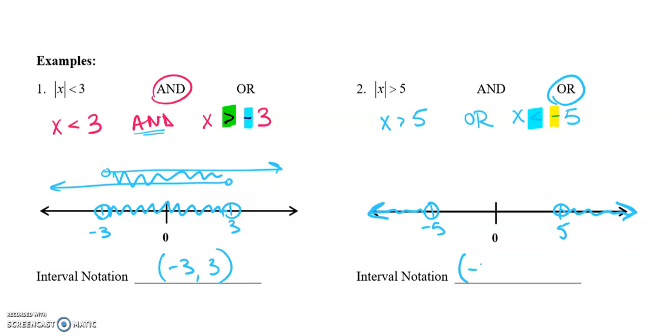Interval notation: -infinity to -5, parentheses on both. Union for that gap in between. Pick it up again at 5 to infinity. Again, parentheses on both because we're not equal to.